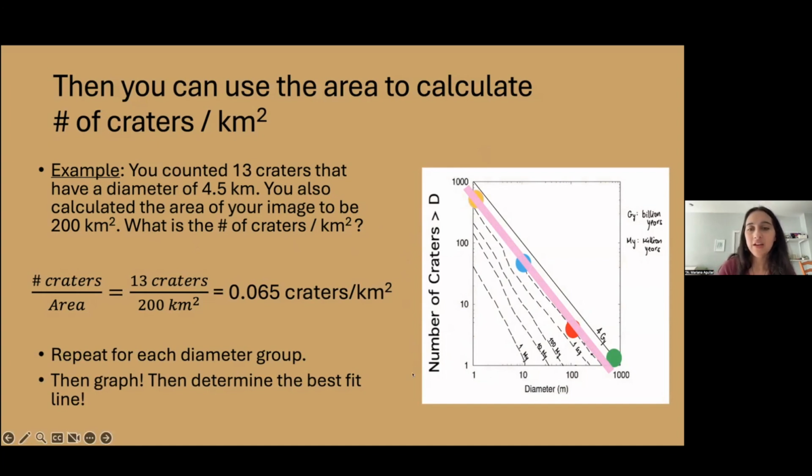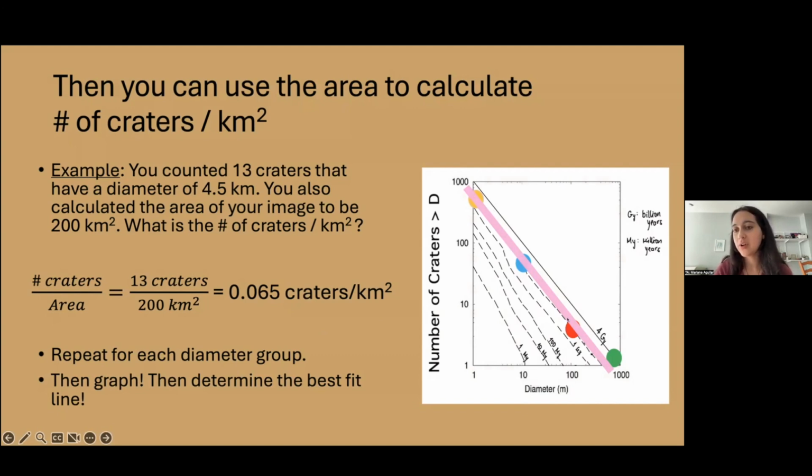But basically, your x value is whatever the size of the crater was. So for this example, it would have been 4.5 kilometers. And your y value is this number we just calculated, the 0.065. The TAs will help you in the breakout rooms, but this is how you're going to place a point here. And you'll do it for each group.